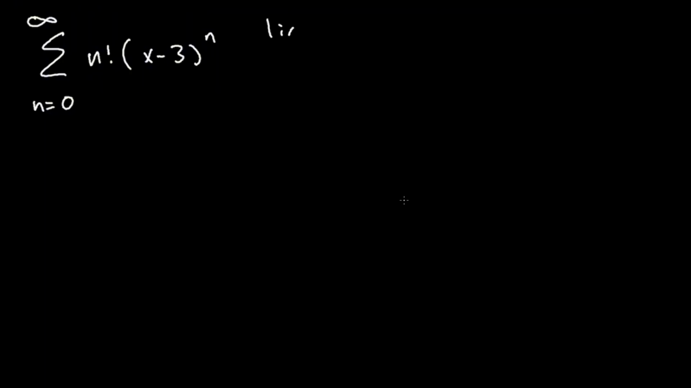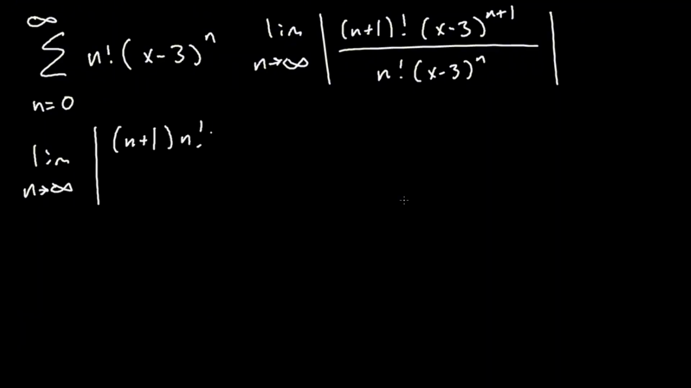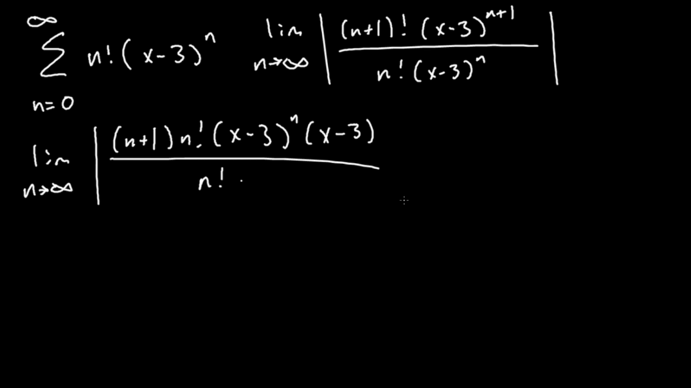All right, last problem. Let's go ahead and take the limit as n approaches infinity of a_(n+1) over a_n, which is (n+1)! times (x - 3)^(n+1) over n! times (x - 3)^n. All right, let's simplify this limit. We should get (n+1) times n! times (x - 3)^n times (x - 3) over n! times (x - 3)^n.